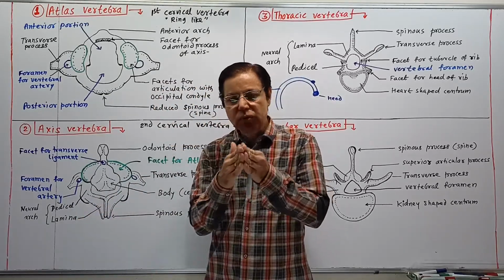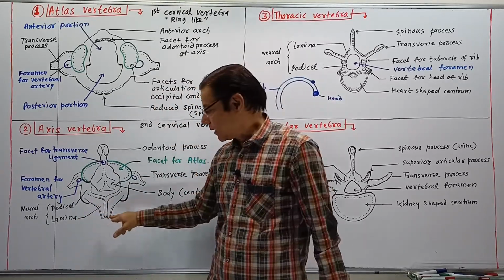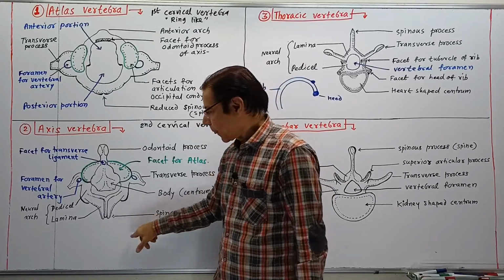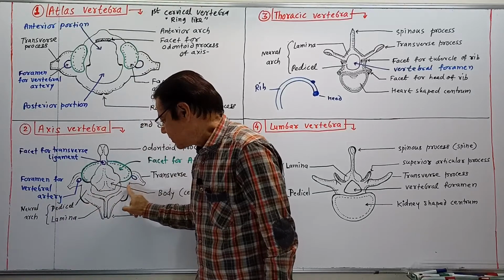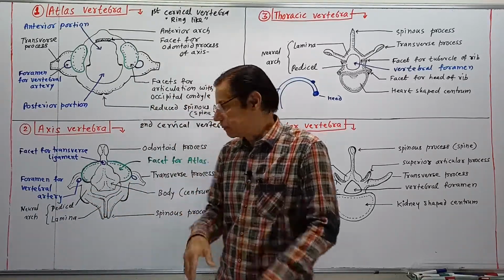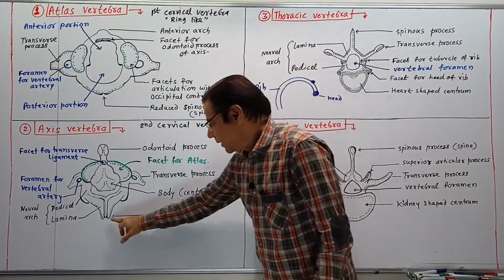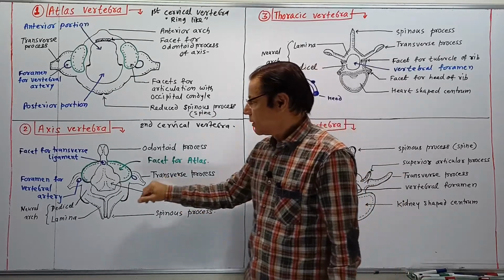Either the laminae fuse to form a spinous process or not. Here the spinous process is formed, with the pedicel and lamina both forming the neural arch. This is the neural arch, and here is the spinous process.